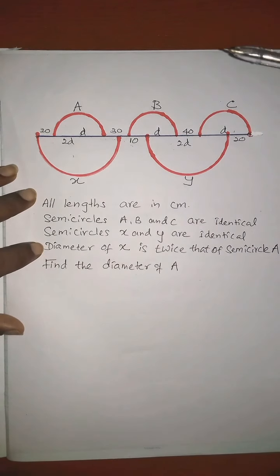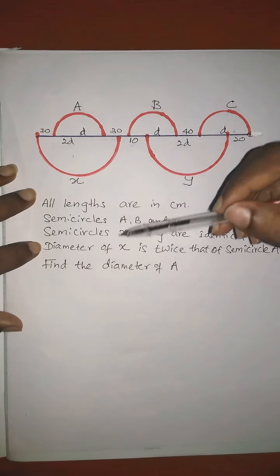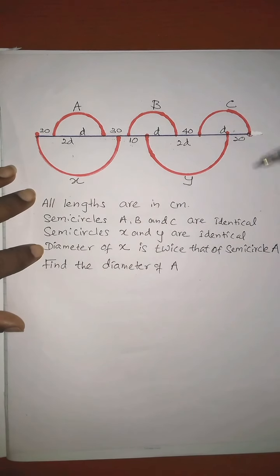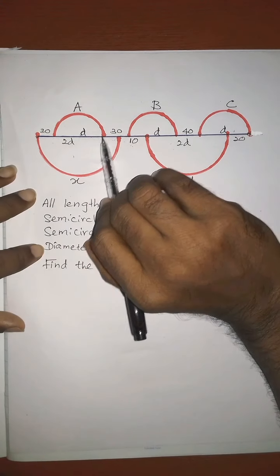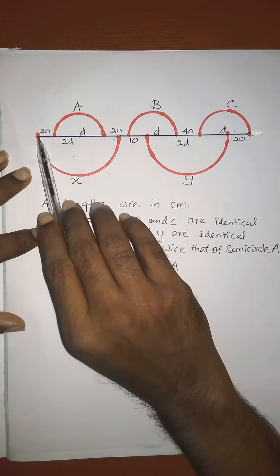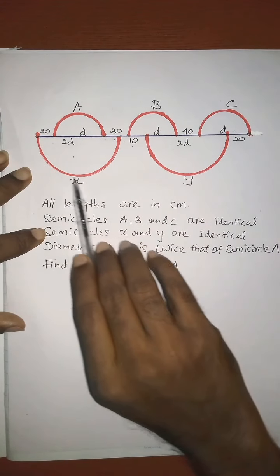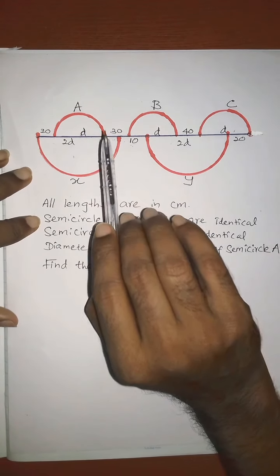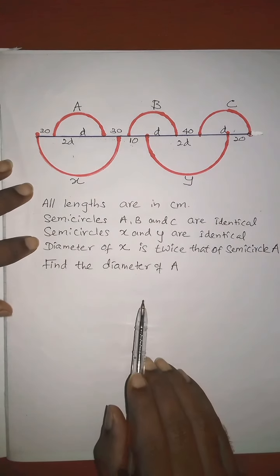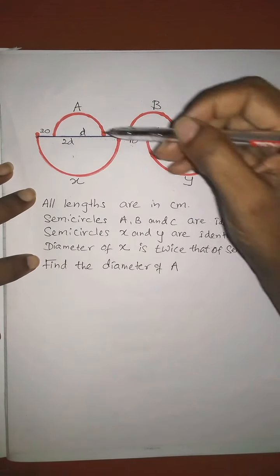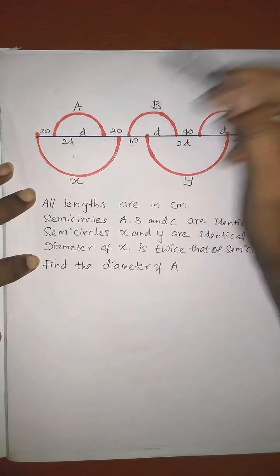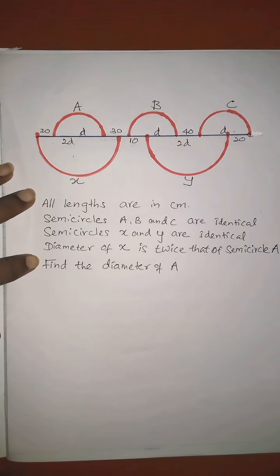And then there's another important point: they say the diameter of the semicircle X is twice the diameter of the semicircle A. Now the question is to find the diameter of the semicircle A. The diameter of this smaller semicircle is what has to be found in this problem, right? Now we will try to approach the problem.